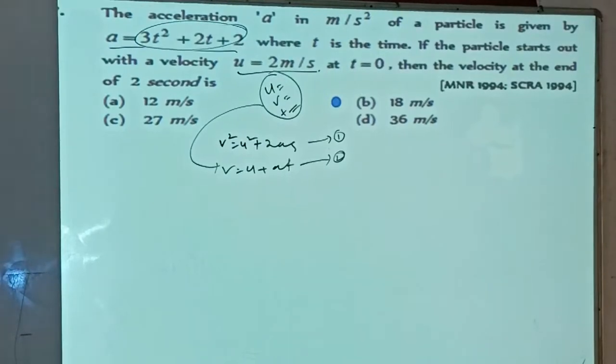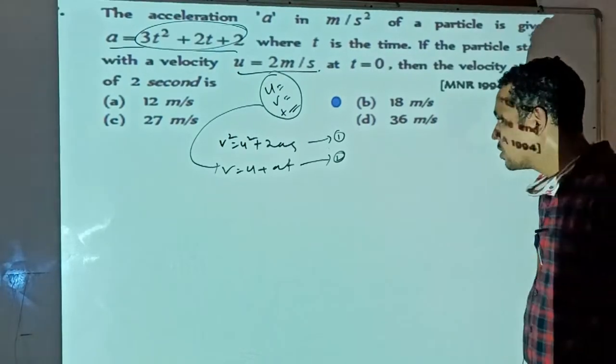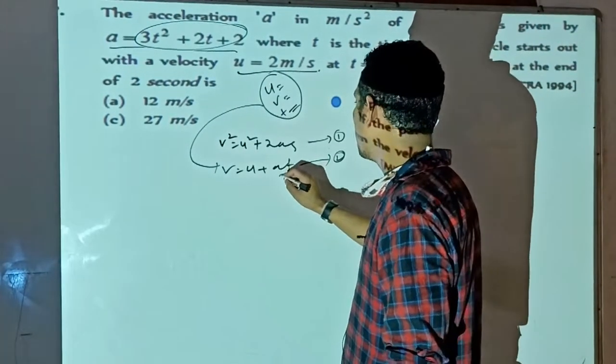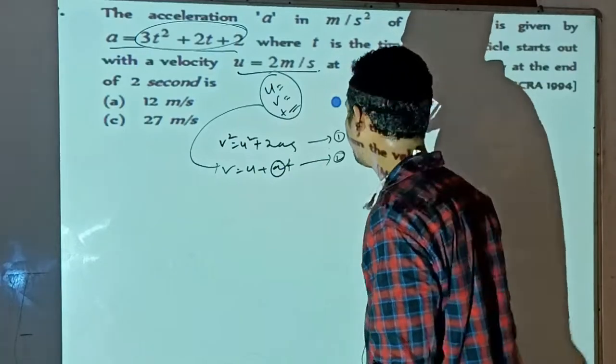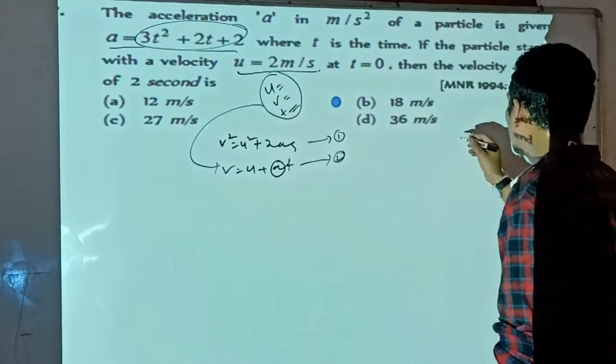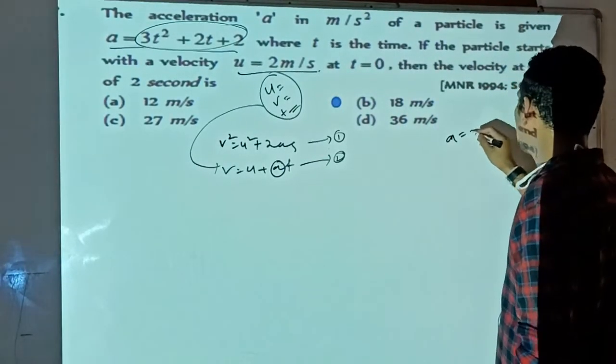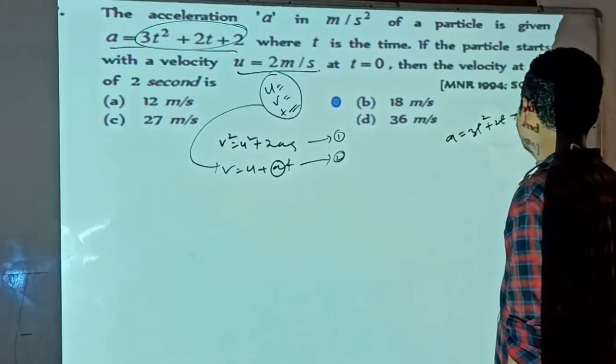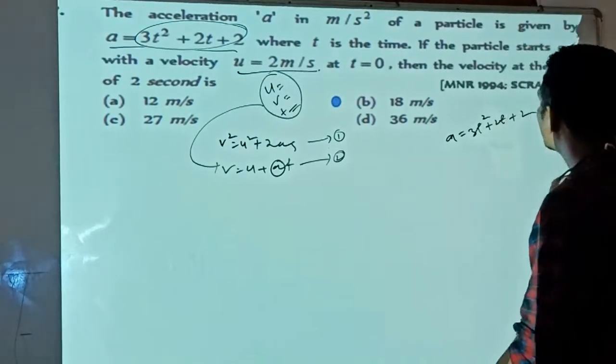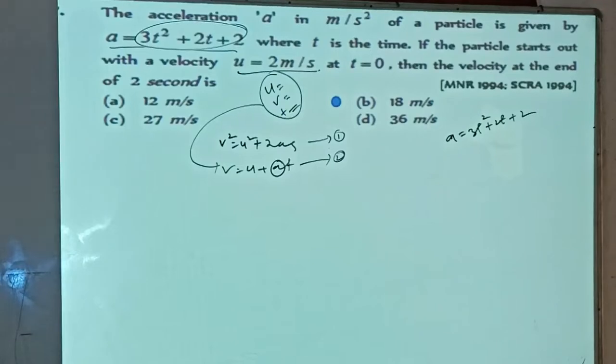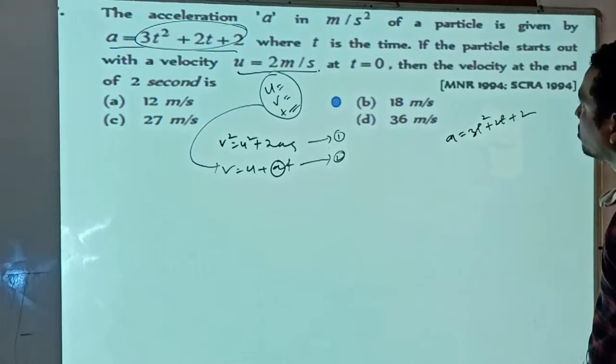So suppose a is a function of time, so you have to take the integration or differentiation of a. Suppose a is given as 3t square plus twice t plus 2, okay, a is given, right.